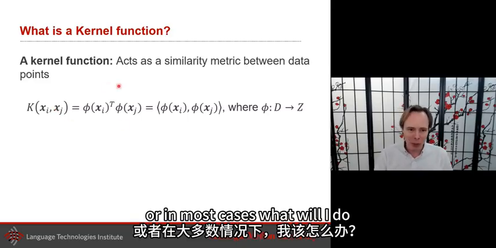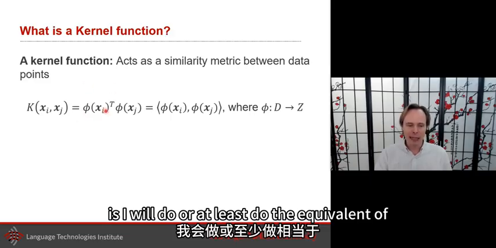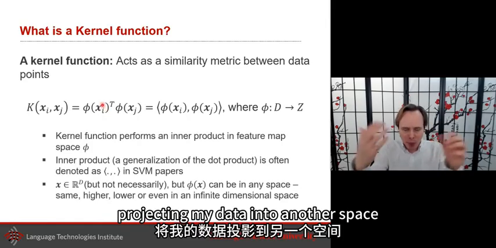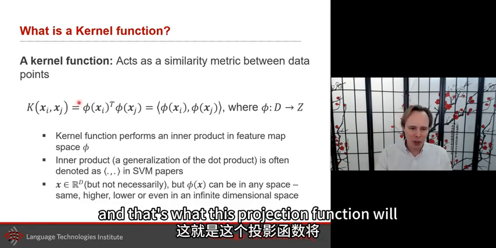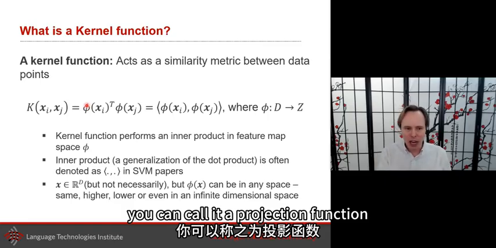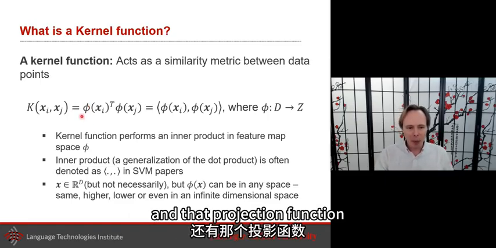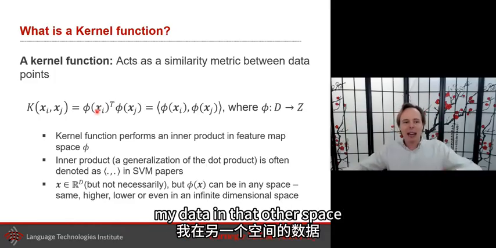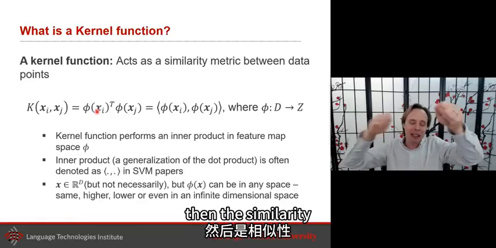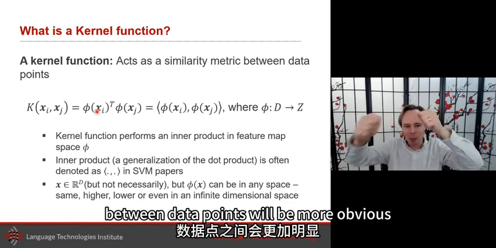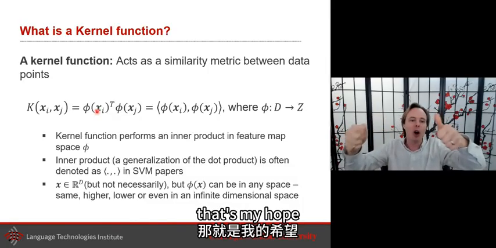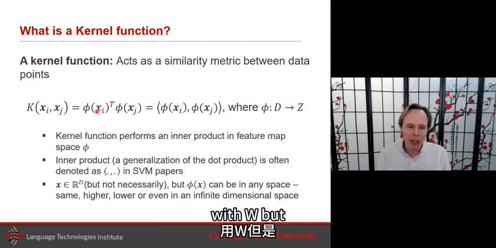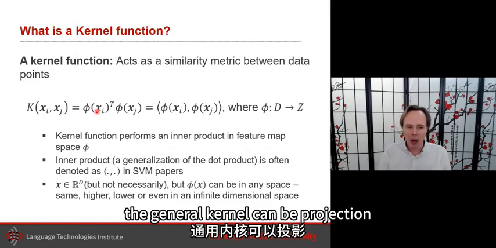Or in most cases, what I will do is the equivalent of projecting my data into another space. You can call it a projection function. And that projection function will allow me, hopefully, by projecting my data in that other space, to make the similarity between data points more obvious. That's my hope. I was doing it a little bit earlier when I was just projecting linearly with W, but the general kernel can be a projection that is a lot more complex.